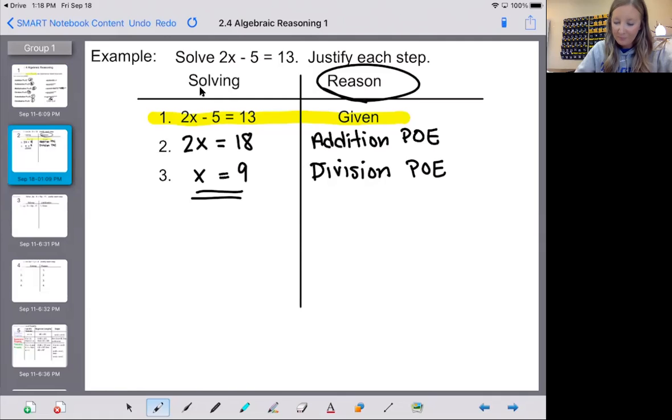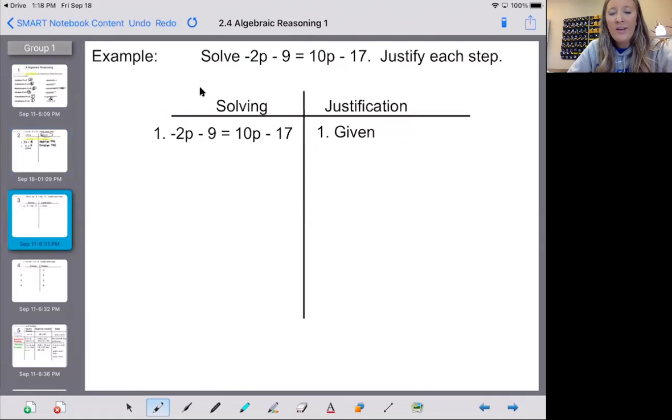So let's try another one. On this one, I didn't tell you how many steps there are. Many times you can do it in different ways. So your steps might be in different orders than someone else's, and that's okay. So it says solve negative 2p minus 9 equals 10p minus 17, and then justify each step. Now, some people, I'm sure, would want to add that 2p to the other side. And if I add 2p to the other side, I would get 12p, right?